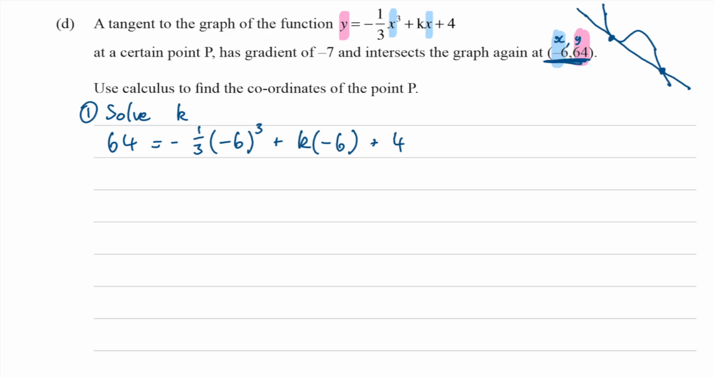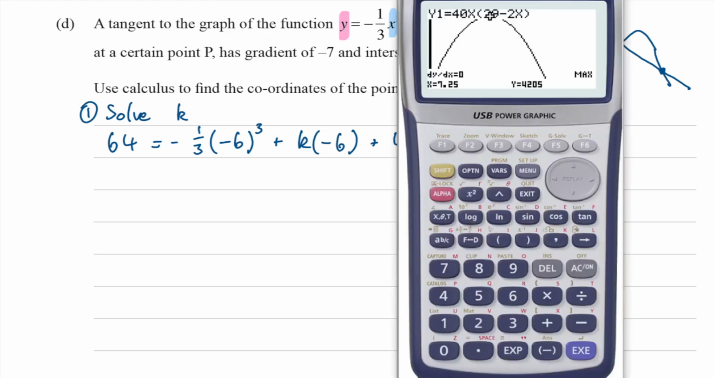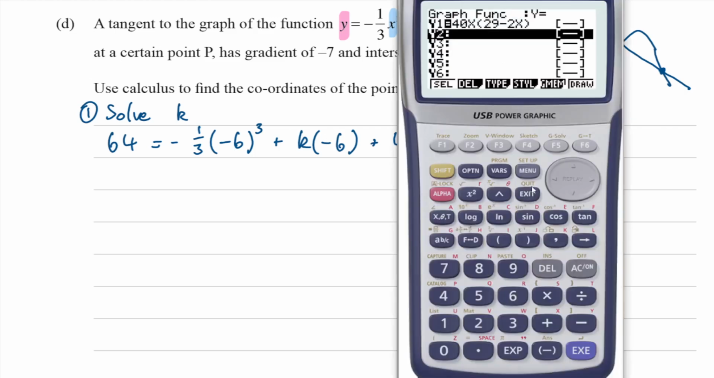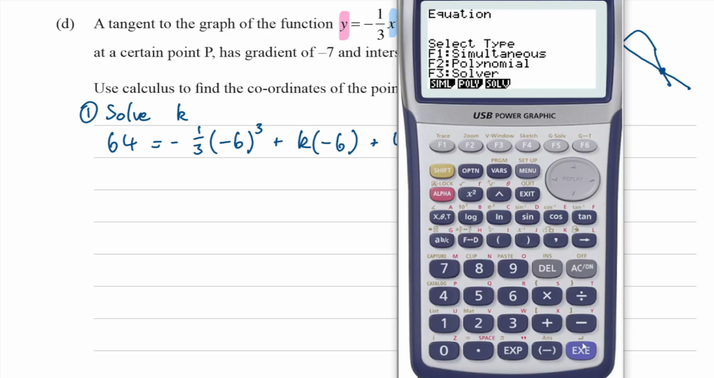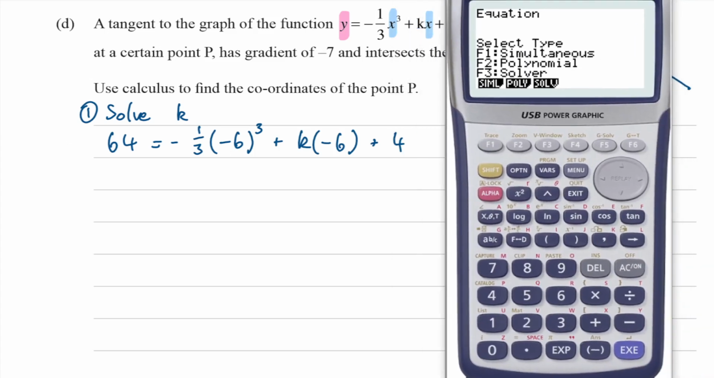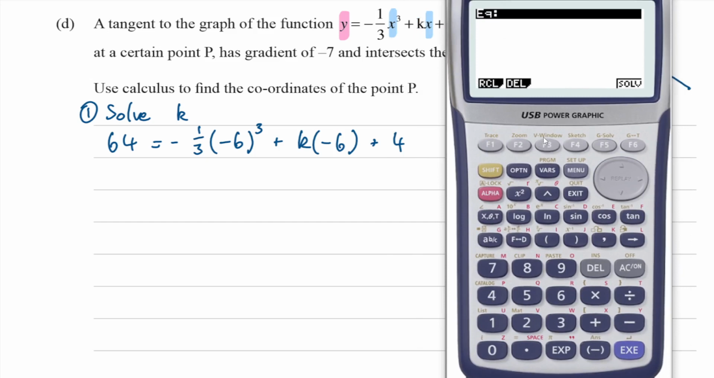Actually, at this point, I've done way too much math today, so I'll show you what you can do to skip some of the algebra, which, by the way, is totally fine on a calculus paper, as long as you're showing your calculus steps, right? But this is an algebra step. So if we go menu, equa, and we can do solver, right? This is just a linear equation, so F3 solver works, and we input the equation.